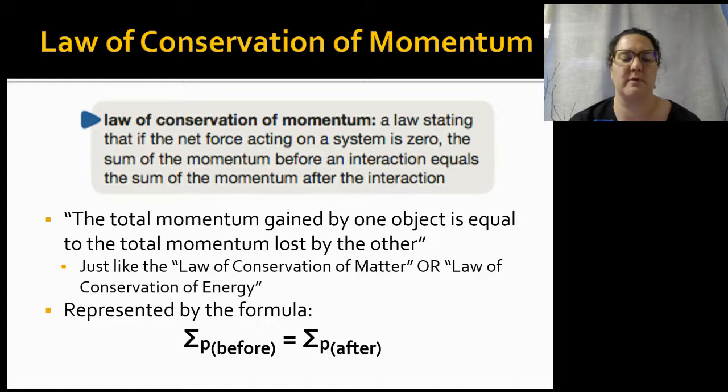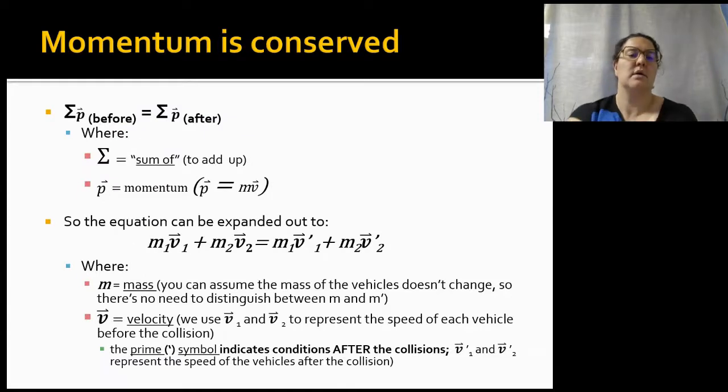So, it is represented by the formula: the change in p equals zero, so the sum of p before equals the sum of p after. So the sum of the momentum before equals the sum of the momentum after. Because the momentum formula is mass 1 times velocity 1 plus mass 2 times velocity 2, we can make the collision formula: mass 1 times velocity 1 plus mass 2 times velocity 2 equals mass 1 times velocity after 1 plus mass 2 times velocity after 2.